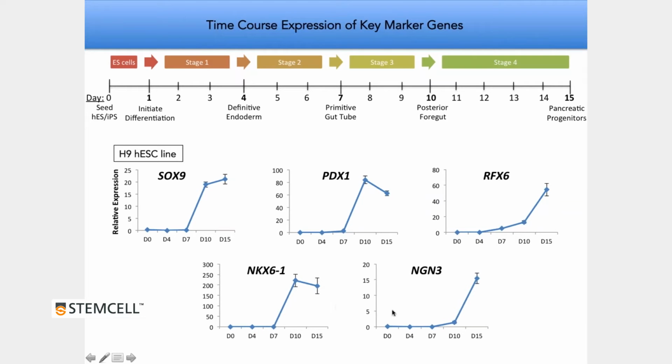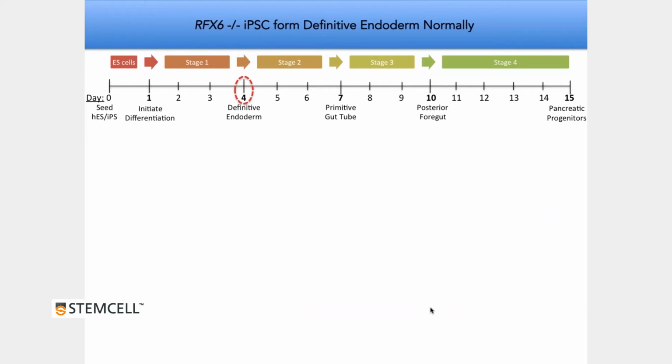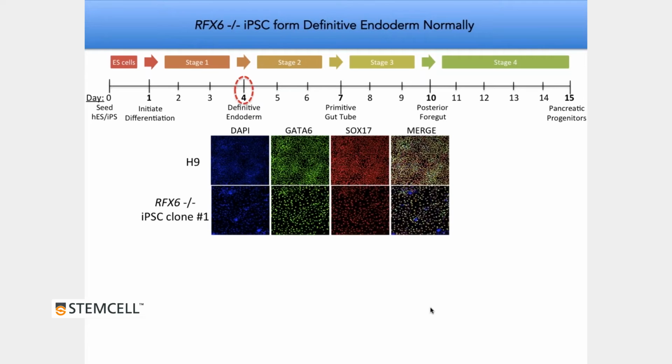We then wanted to evaluate whether our human iPS lines derived from our RFX6 deficient patient would differentiate equally as well. And so we did this systematically. We assayed at day 4, which is the stage of definitive endoderm, by comparing our wild-type H9 cells and our human iPS. And you can see in this immunofluorescence image, just with one clone of the iPS, that we upregulate classic markers of the definitive endoderm lineage, GATA6 and SOX17, where almost every cell expresses these two transcription factors.